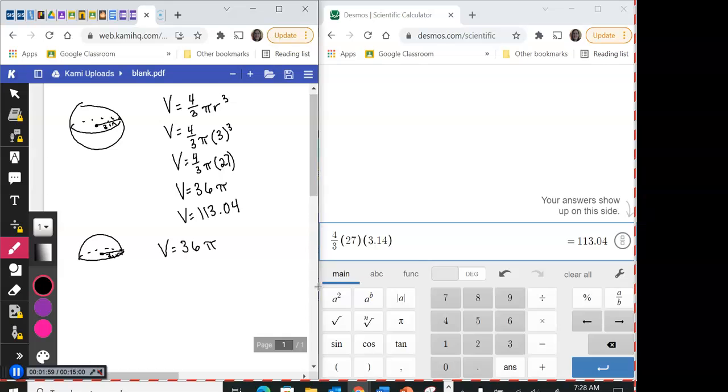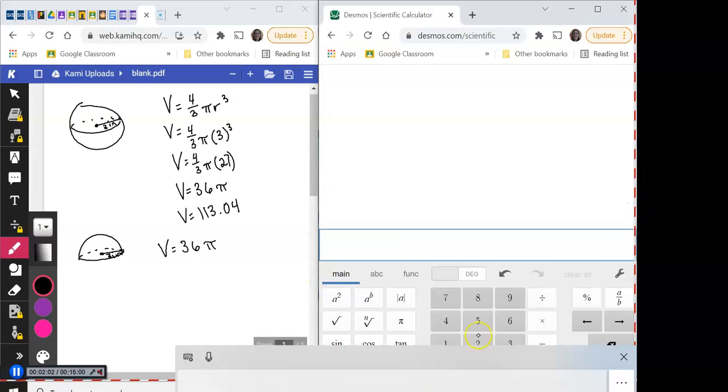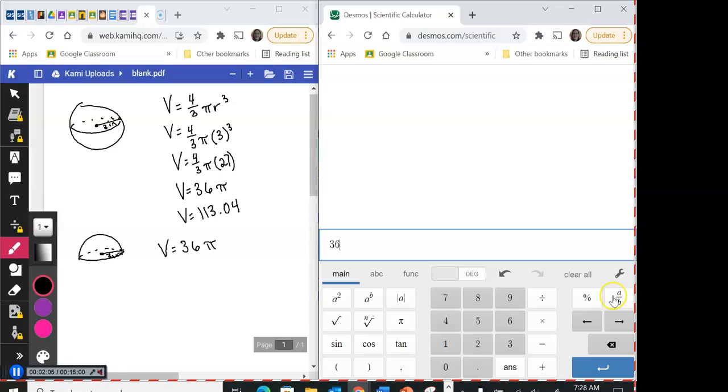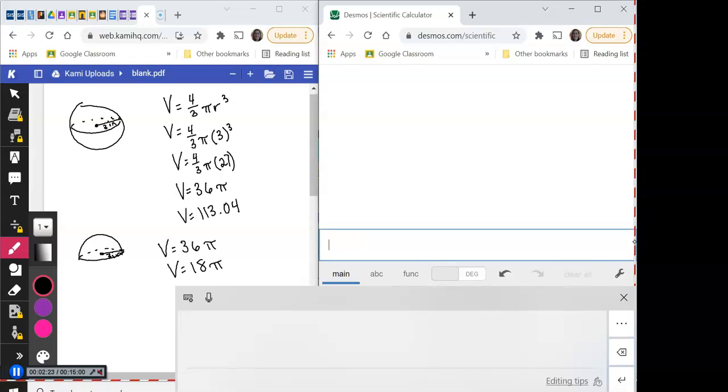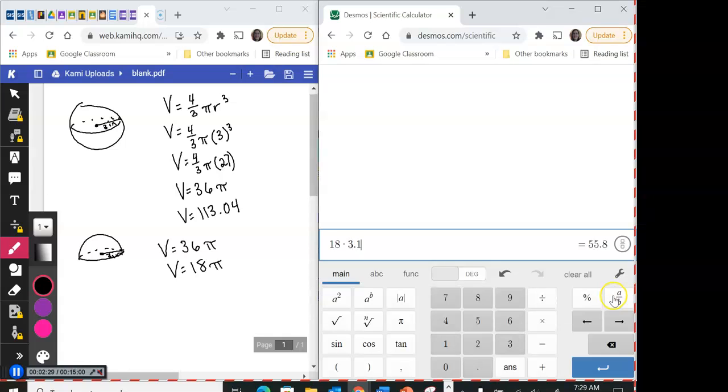So let's say it was 36 pi. I'm going to take that 36 pi and just divide it by 2. So 36 divided by 2 will give you 18. So I could do my volume as 18 pi, or I could have it being multiplied by 3.14. I did that wrong, sorry. So 18 times 3.14 gives me 56.52. So depending on whether they tell you to use pi or 3.14 will be the big difference there. So either way, they're still the same answer. It just depends on what they were looking for.